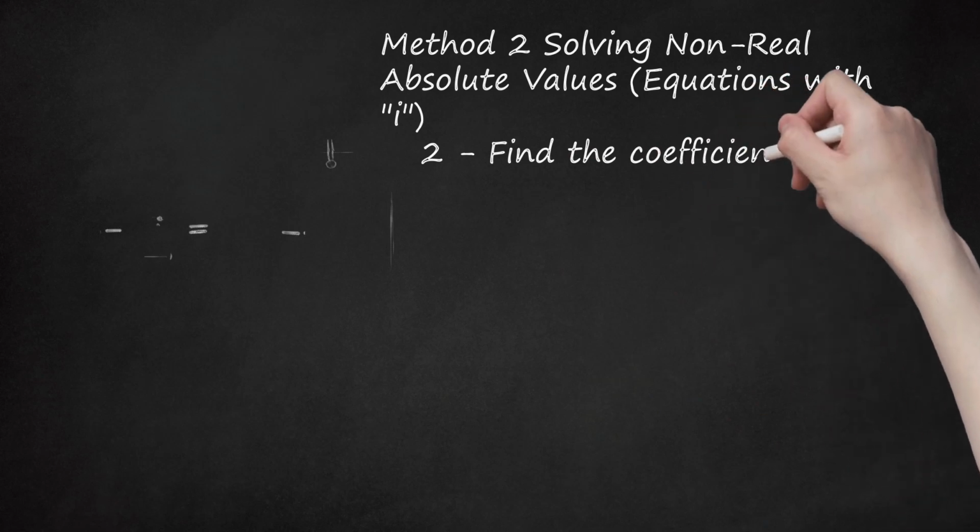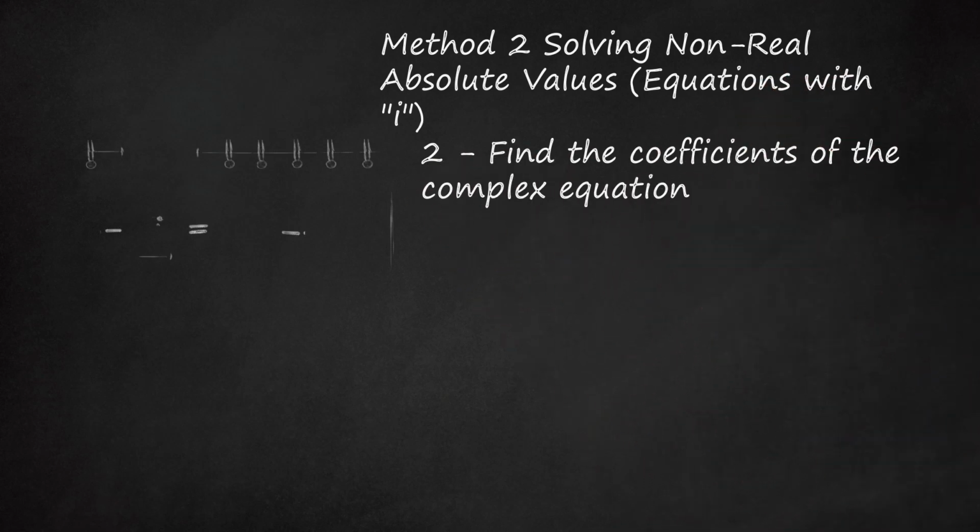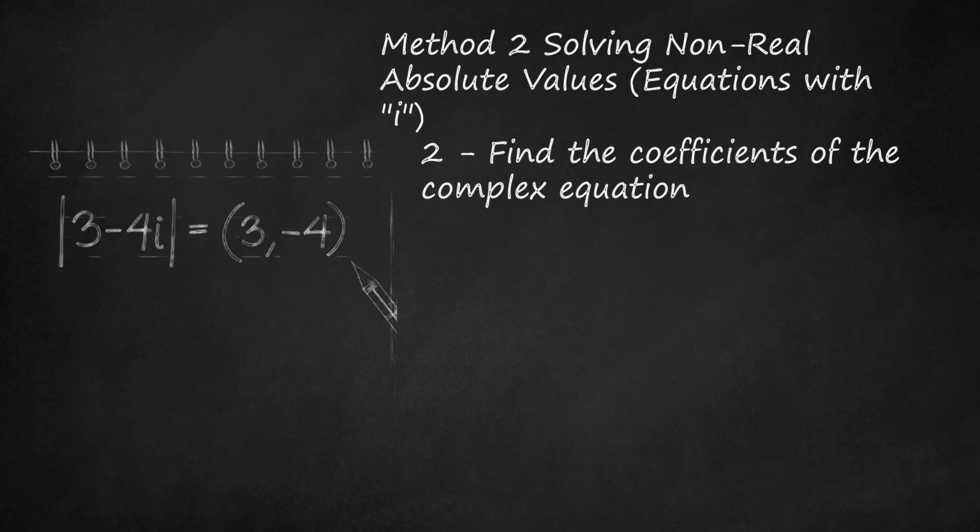2. Find the coefficients of the complex equation. Think of 3 - 4i as an equation for a line. Absolute value is the distance from 0, so you want to find the distance from 0 for the point (3, -4) on this line. The coefficients are simply the two numbers that aren't i. While the number by the i is usually the second number, it doesn't actually matter when solving. To practice, find the following coefficients.